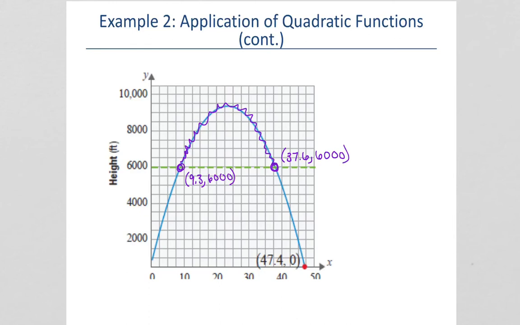And so what that means is that we're greater than 6,000 feet between 9.3 seconds and 37.6 seconds. So we could say 9.3 is less than t is less than 37.6, or we can say between 9.3 seconds and 37.6 seconds.